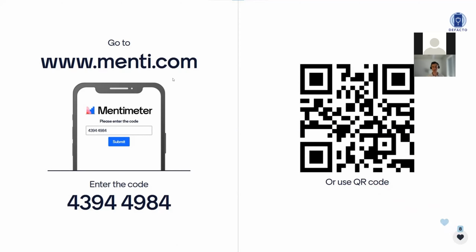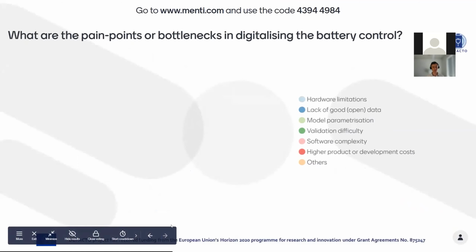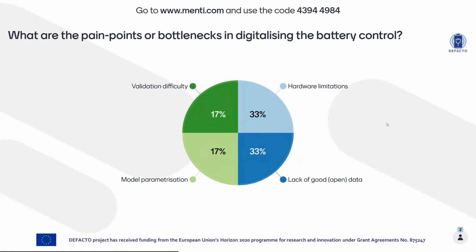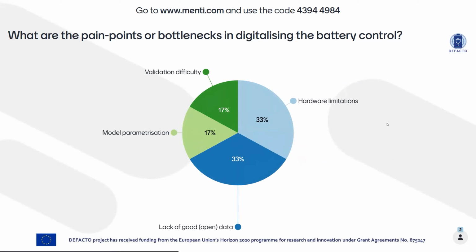Okay, great, thanks. Okay, so the first discussion point, we have about 5 of these discussion points, by the way, and this is really just a way for us to stimulate some thoughts. So the first question that I want to ask you is, what do you think the pain points or bottlenecks are in this topic of battery control? And I've put down a list of things that maybe I think are important. So hardware limitations, lack of good data, parameterization, etc. But I'd love to hear what you think.